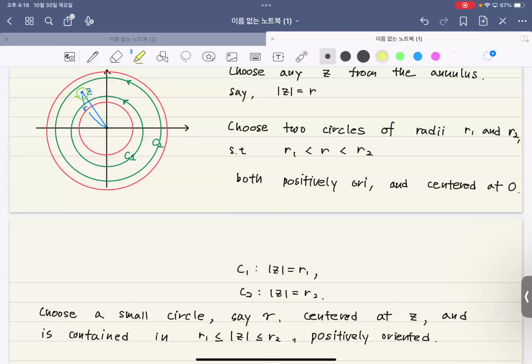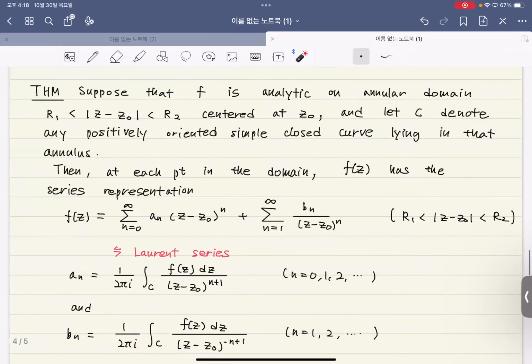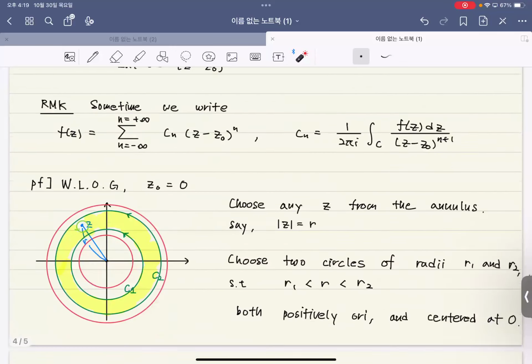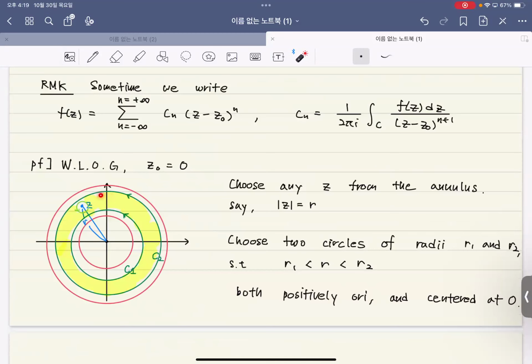Now I have a very ugly picture going on here, and I am trying my best to give you a beautiful illustration of what is going on. I just want to focus on this yellow shaded region. Because of the assumption, f is analytic on this annular domain, therefore f must also be analytic at every point in this shaded region. So I am safe to apply the Cauchy-Goursat theorem.